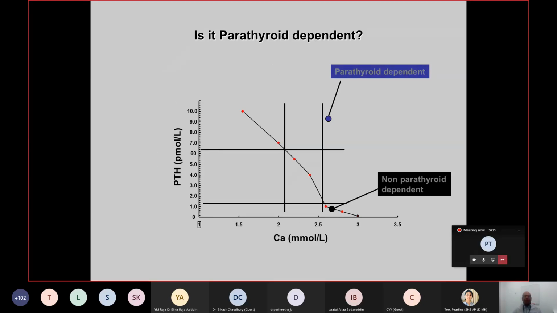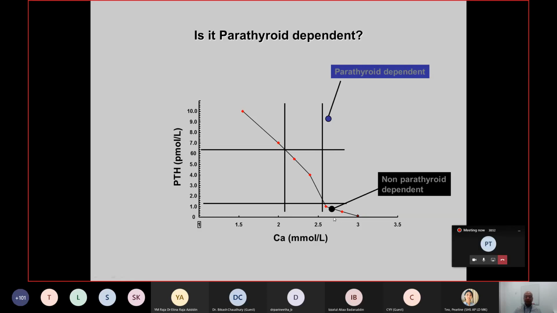So the main thing to work out is, if there is hypercalcemia, whether this is parathyroid dependent or non-parathyroid dependent. And I've already shown you this graph, which shows you the relationship. If this relationship is maintained in hypercalcemia, then that's parathyroid independent hypercalcemia. If the relationship is broken, then there is parathyroid dependent hypercalcemia, if the PTH level is inappropriate for the calcium.